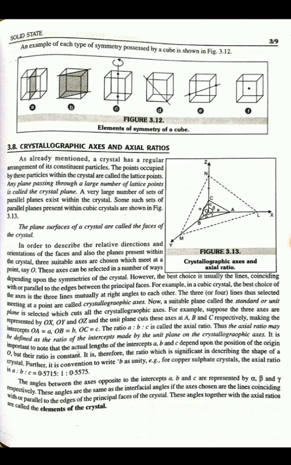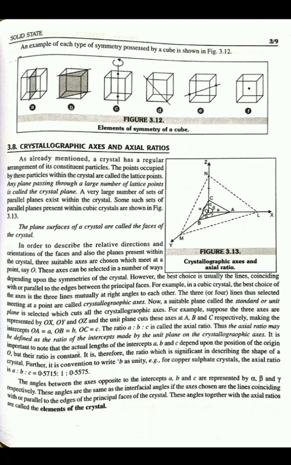Now a suitable plane called the standard or unit plane is selected which cuts all the crystallographic axes. For example, suppose the three axes are represented by OX, OY and OZ and the unit plane cuts these axes at A, B and C respectively, making the intercepts OA equal to a, OB equal to b, OC equal to c. The ratio a:b:c is called the axial ratio. Thus, the axial ratio may be defined as the ratio of intercepts made by the unit plane on the crystallographic axes. It is important to note that the actual lengths of the intercepts a, b, c depend upon the position of the origin O, but their ratio is constant. It is therefore the ratio which is significant in describing the shape of a crystal.